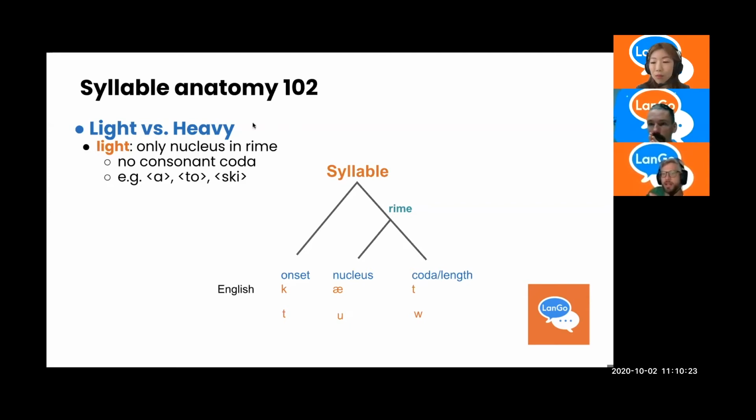Now, we inherited a word from the Vikings for a fun wintertime activity called skiing. Now, ski, be it the verb or the noun, is a light syllable, even though it has two things in the onset, because in English and most languages, what makes the difference between light and heavy syllables is what's in the coda. So now we're going to give a few examples of heavy syllables as well. And as a reminder, a heavy syllable has a nucleus plus a coda or length. So vowel length could make an otherwise light syllable a heavy syllable.